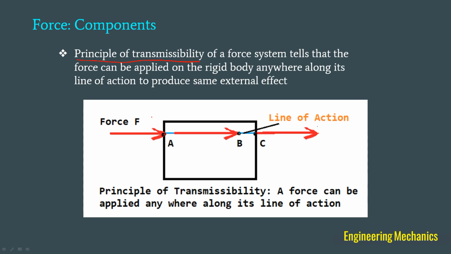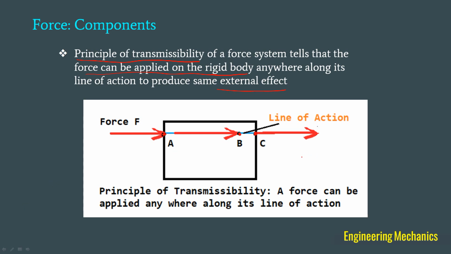For example, here the force F is acting at point A. Similarly, same force is acting at point B. Similarly, same force is acting at point C. So the principle of transmissibility of a force system tells us that force can be applied on the rigid body anywhere along its line of action to produce same external effect. That means if force F is applied at point A or at point B or at point C, it will have same external effect on the rigid body considered. Okay, so that is the principle of transmissibility.